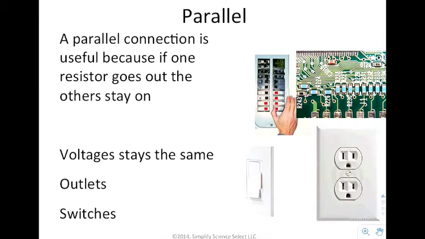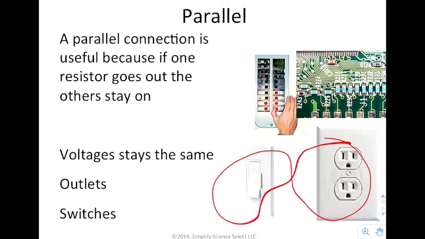Now a parallel connection, just as a reminder, is useful because when one resistor goes out, the others stay on. That's why you see things like switches and outlets wired in parallel. It's very useful for that particular reason. The voltage stays the same. The current can be different in each parallel branch. Whereas when resistors are wired in series, the current is the same and the voltage can change, when resistors are wired in parallel, the voltage is the same and the current can change.